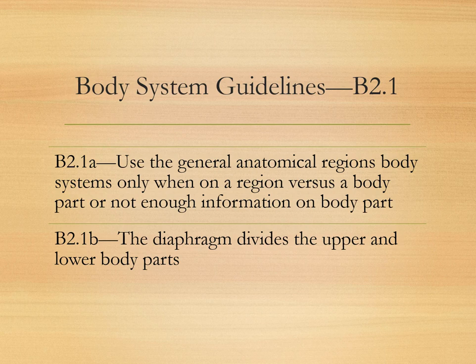Guideline B2.1b speaks to the division of general body part values as upper and lower body parts. Upper is going to be above the diaphragm. Lower is going to be below the diaphragm.